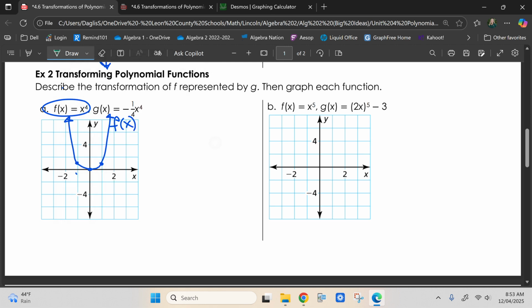All right. So my g of x has how many transformations going on? 4. Wait. 2. There is a negative that wasn't there before, and I have a 1/4 that was not there before. Those are 2 different transformations. What does the negative do by itself? The negative means it's negative.